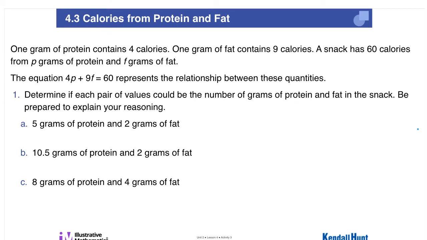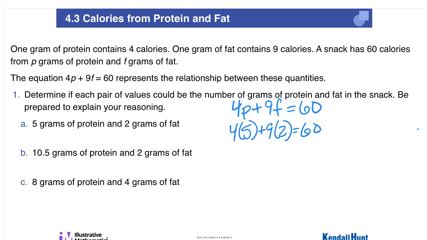A big difference in this problem is that the equation right here has 2 different variables in it, P for the grams of protein and F for the grams of fat. And that means when I go to test these solutions, I need to plug in a number for P and a number for F. So in A, I'm plugging in 5 for P and 2 for F.